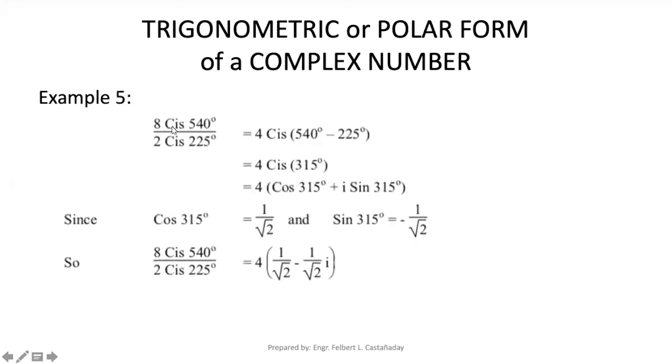Now we divide complex numbers. In dividing complex numbers in polar form, we divide their absolute values and then we subtract their arguments. Okay, in this case, 540 minus 225. So we have 4 cis 315.